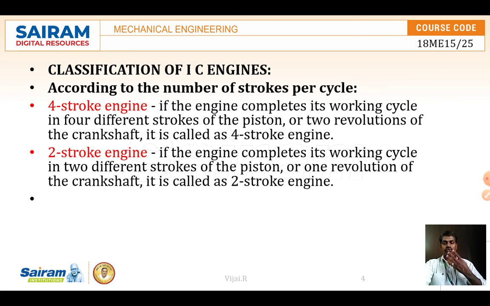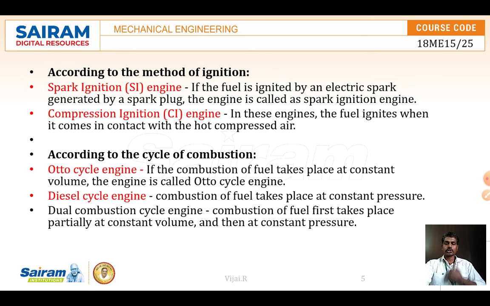4-stroke has 4 different strokes of the piston, or 2 revolutions of the crankshaft. Within 2 revolutions of the crankshaft, the piston moves 4 times. So this is called a 4-stroke engine. In a 2-stroke engine, only 1 revolution of the crankshaft takes place, or the piston moves only 2 strokes, upward and downward. So we call it a 2-stroke engine.